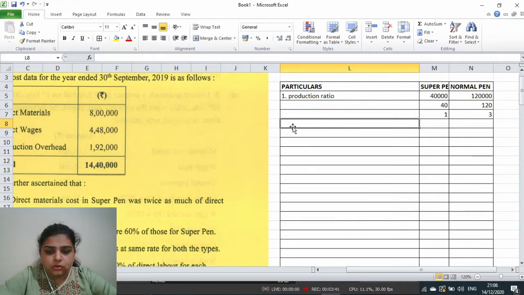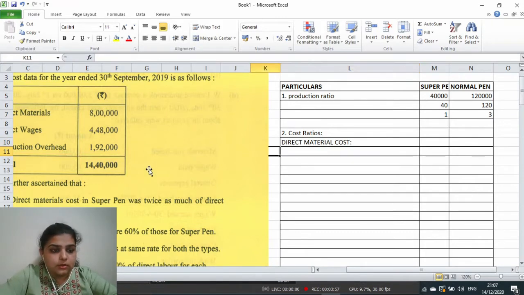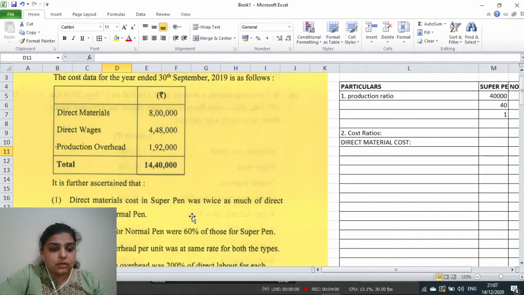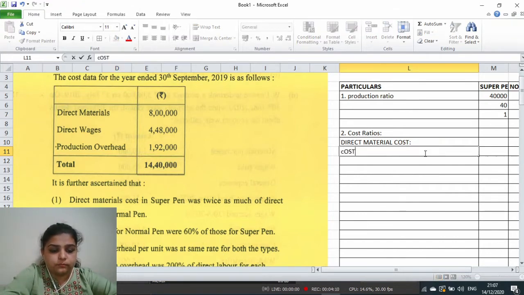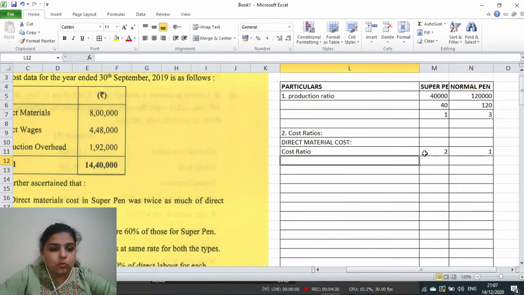Now I'm coming to the cost ratios. Under that, first is direct material. What are they saying? For direct material, it is saying that the direct material cost in super pen was twice as much as direct material in normal pen. So I would say that the cost ratio is super pen 2, normal pen 1. Now I will also have to bring in the production ratio here. Production ratio is 1 is to 3.